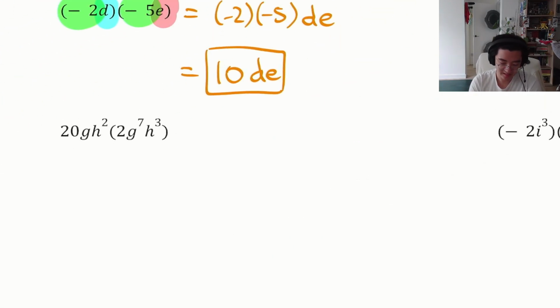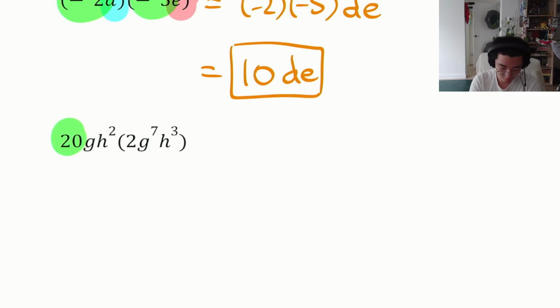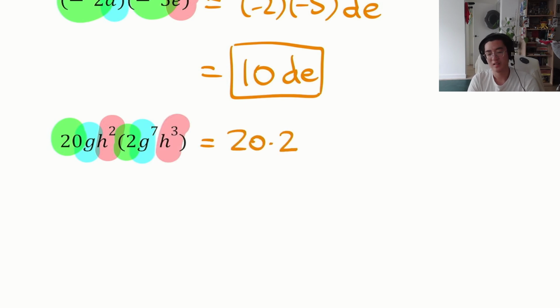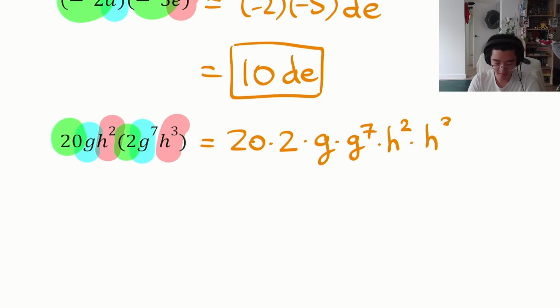How about a bunch here? So we work step by step. Coefficients, the 20, the 2, the g's, and then the h's. All right, let's multiply them together. Got 20 times the 2 as our number. The g, so we got g to the power of 1 and g to the power of 7. And then h to the power of 2, h to the power of 3. We're just multiplying everything together.